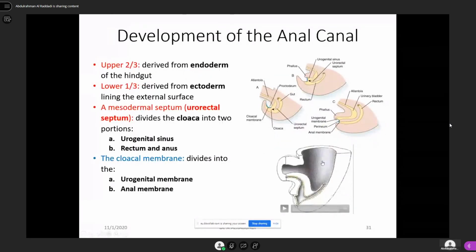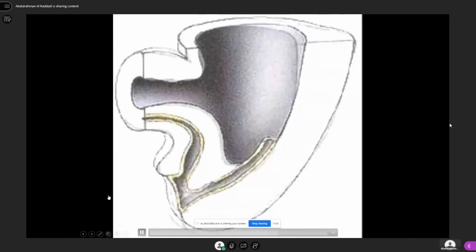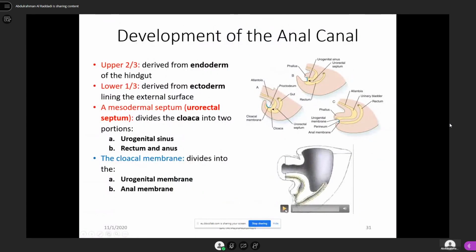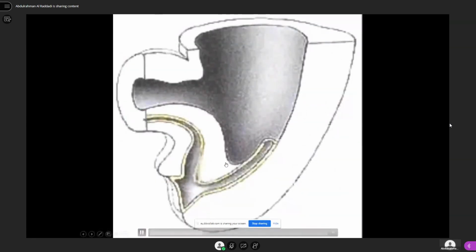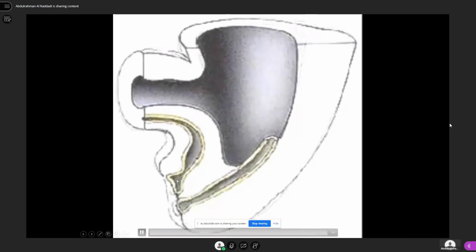Here for the development of the anal canal and development of the mesodermal septum, the urorectal septum, that divided the cloacal membrane into two sinuses, the urogenital sinus and the rectal sinus, and dividing also the cloacal membrane into the urogenital membrane and the anus. Again, the urorectal septum will be extended to divide the cloacal membrane into two sinuses.